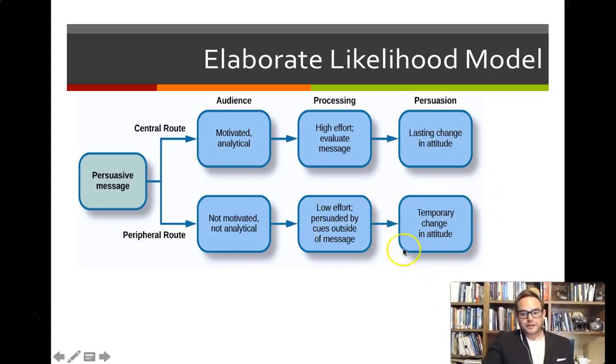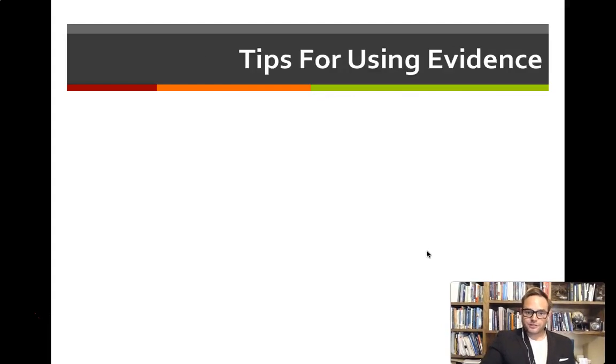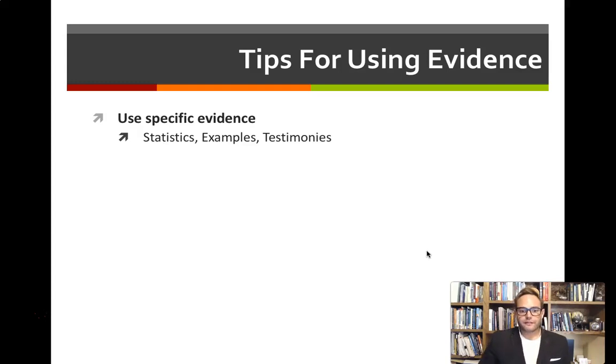And if they are persuaded, then that leads to temporary change in attitude. So we know that, again, persuasion is really difficult. So, as this whole class, I really stress the importance of using evidence and backing up our information with references, using oral citations in our speech, because again, that is one way we can establish credibility. And so how do we use evidence?